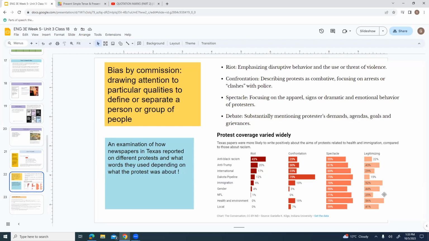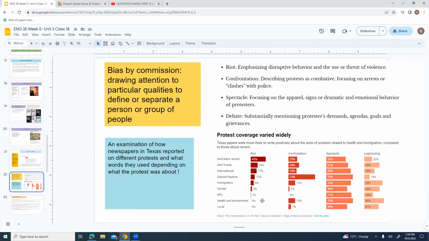Now, I just want to point out something that they aren't mentioning: not all of these involved the same number of, say, incidents with police and stuff. Like the National Football League, I don't think there was anything involving the police. I could be wrong. I didn't follow that super closely. So it's unlikely that they would have mentioned riot or confrontations. They aren't mentioning that part either, right? It'd be interesting if they compared it to the number of police that were at the protests or the number of arrests made or things like that.